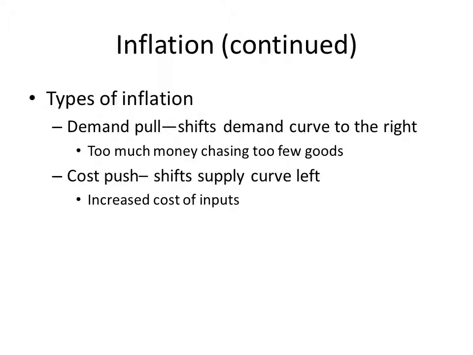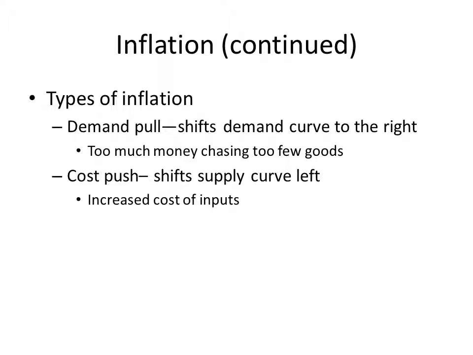Then, on the other hand, there's something called cost push. This does not disturb the demand curve, but it shifts the supply curve to the left. And if you remember, if we hold demand constant and shift the supply curve to the left, what happens? Well, two things happen, actually. Number one, you get less output. And two, you get higher prices.